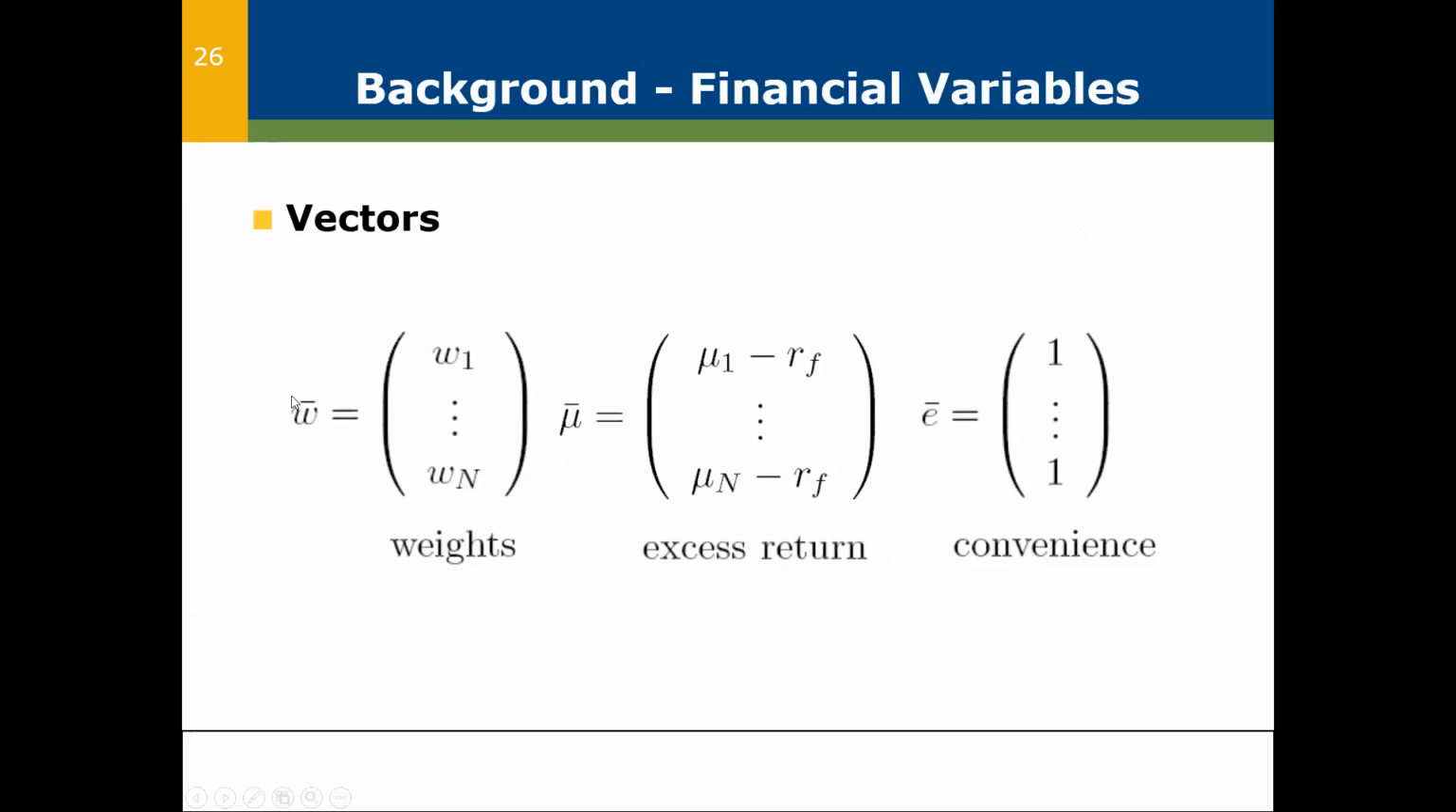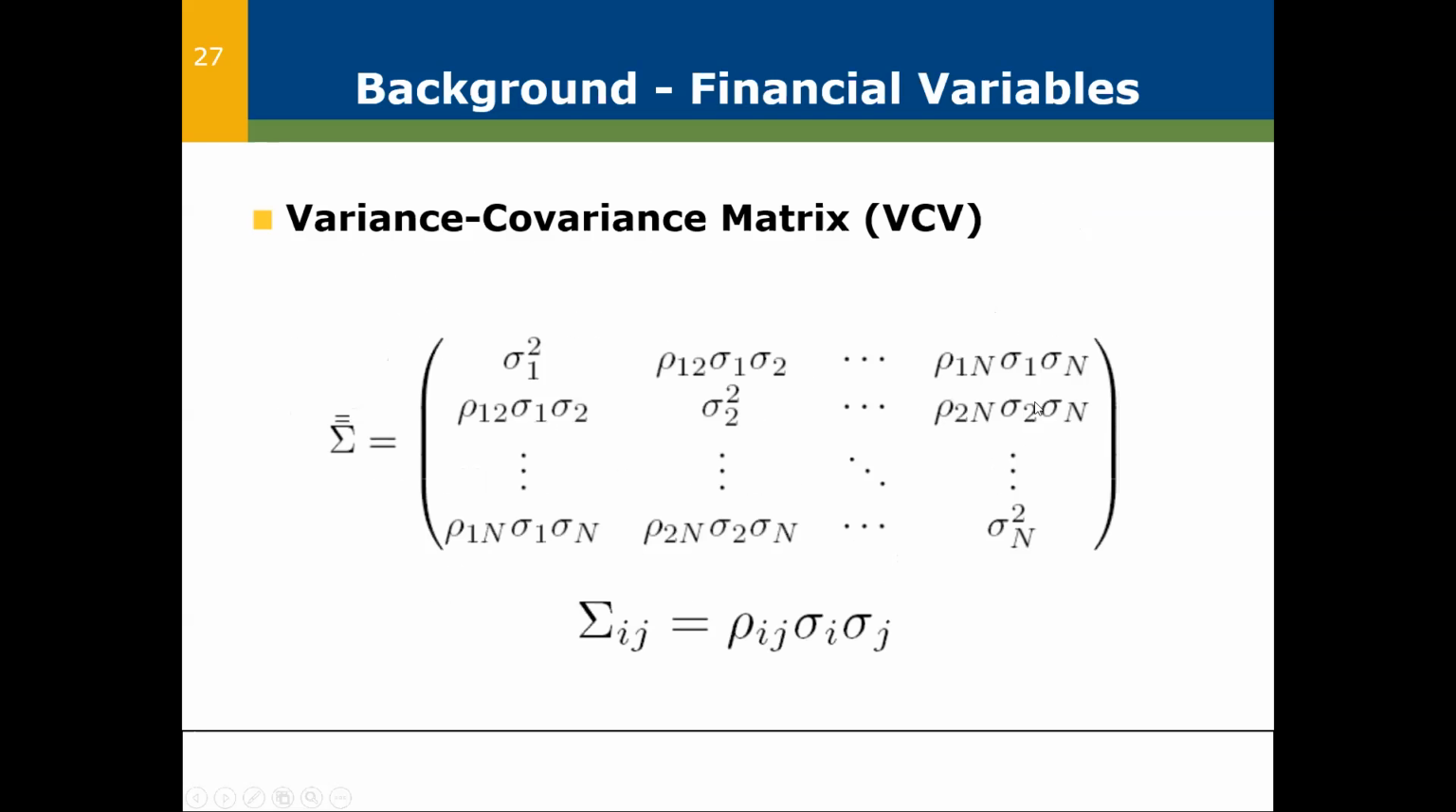So now we have what the inverse of a matrix is. Now I'm going to introduce some real notation. W is a vector of weights, mu is a vector of excess returns, and for convenience, I use E as a vector of all ones. And this is what the VCV matrix looks like, and this is what an element looks like.